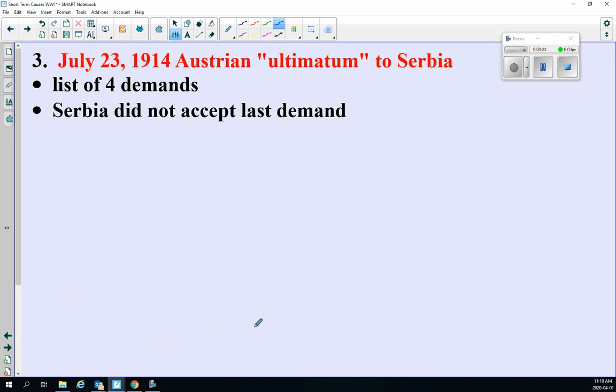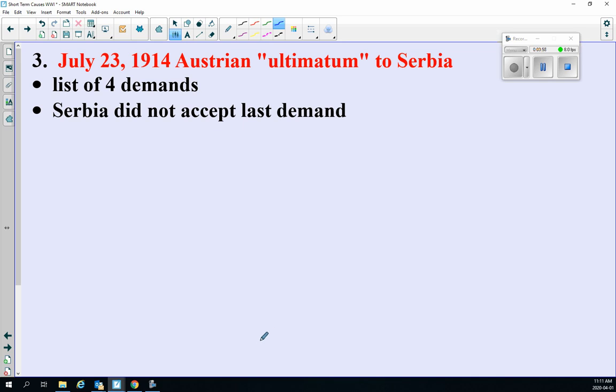Event number 3, in July of 1914, Austria-Hungary gives an ultimatum to Serbia. They know that Princip was from Serbia. They're trying to link Princip to Serbia as an excuse to actually go in and occupy Serbia. So Austria gives Serbia a list of 4 demands. They're known as ultimatums. An ultimatum basically means you tell someone either you do this or else. In this case, the or else is Austria is going to declare war on Serbia.